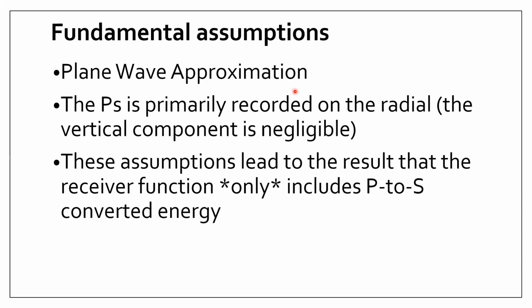This plane wave approximation is very much needed, and there is another reason also. If a wave is coming from a larger distance, then it can sample the lower mantle and upper mantle as well, because if the takeoff angle is smaller, then it can dive deeper into the earth structure and sample the deeper structure. The second assumption is that the PS converted phase is primarily recorded on the radial component.